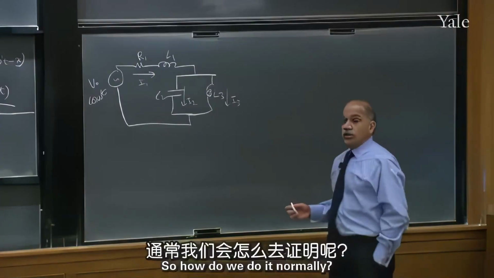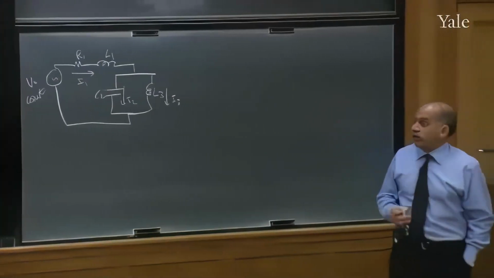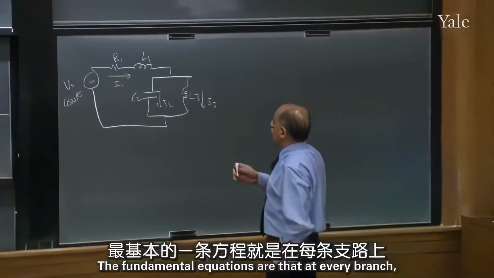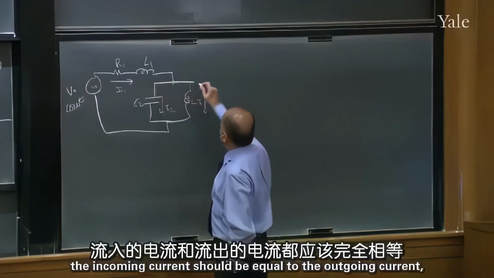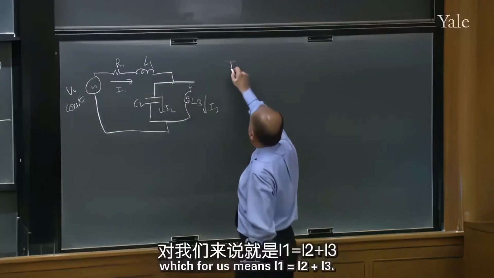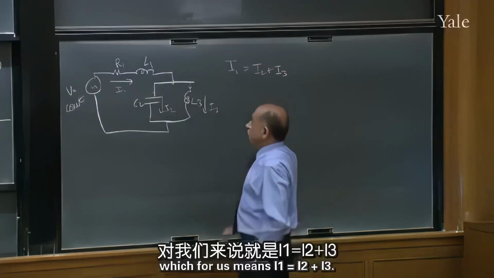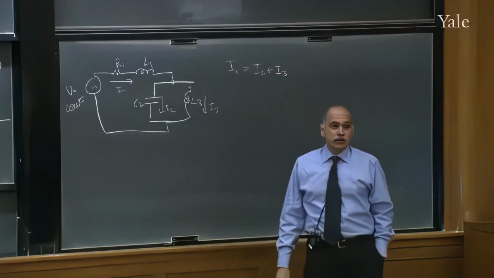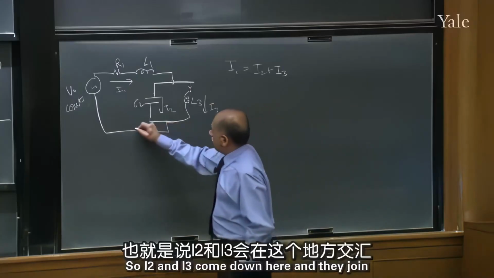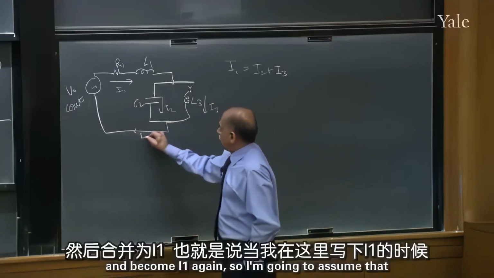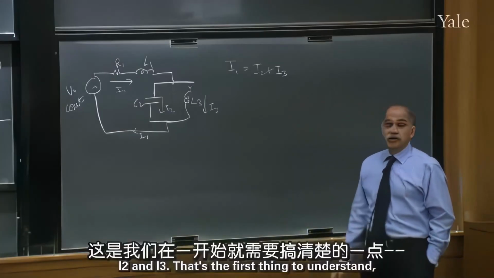So how do we do it normally? What are the fundamental equations for a circuit? The fundamental equations are that at every branch, the incoming current should be equal to the outgoing current, which for us means I1 is equal to I2 plus I3. So I2 and I3 come down here and they join and become I1 again. So I'm going to assume that and write I1 there. So I got two unknown currents, I2 and I3.